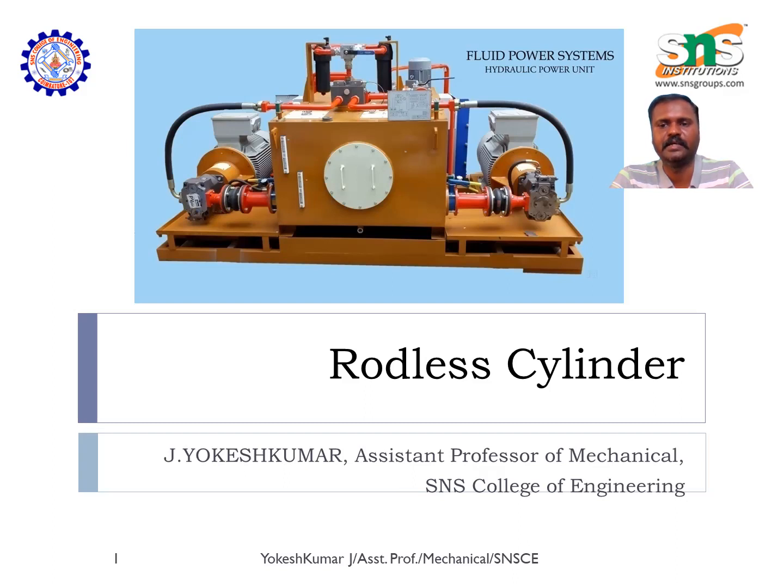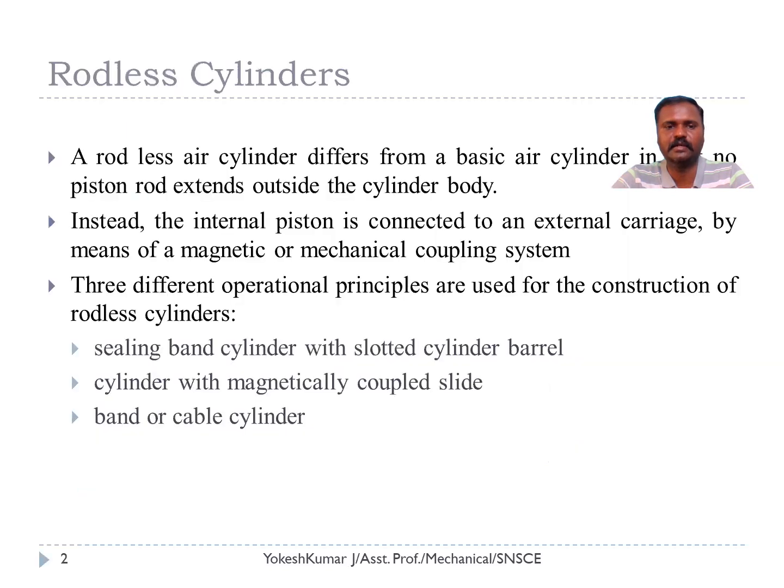So this is the special purpose of the cylinder. So let us discuss the constructional features and the working of the cylinder. This cylinder differs from the basic cylinder because we are not going to use any piston rods, but instead we are using a band or some other type of cables. So this can be operated by means of a magnetic or mechanical coupling system.